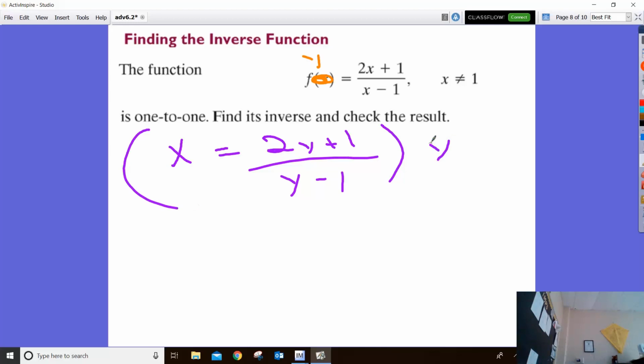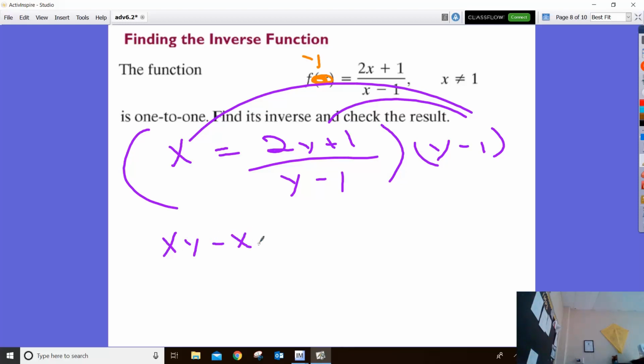Y minus 1, whole thing. There. You multiply that x by a y minus 1. Is there a cancellation? No. What is x times y minus 1? Xy minus x. Equal. You distribute that 2y plus 1 over y minus 1. There's a y minus 1 up top. There's a y minus 1 down low. What's left? Y plus 1.